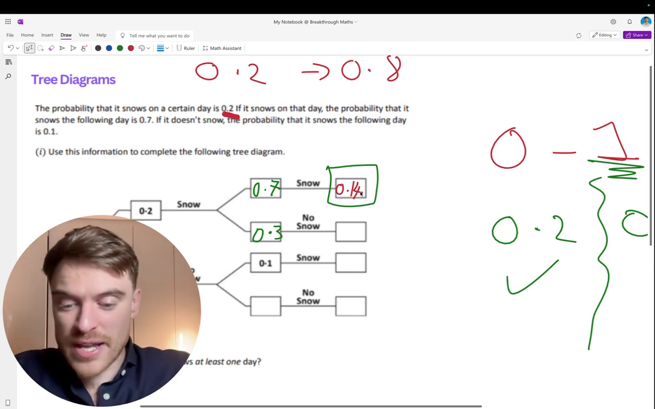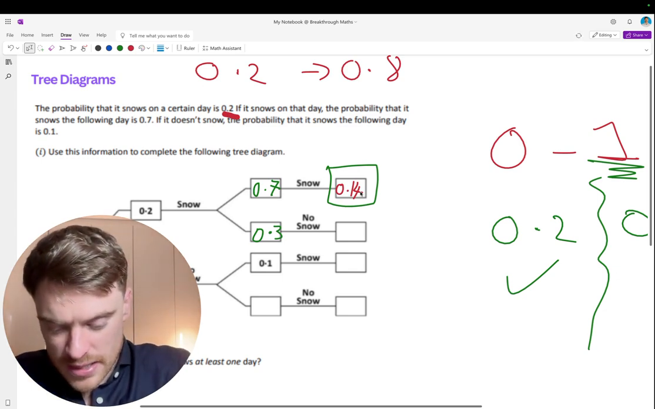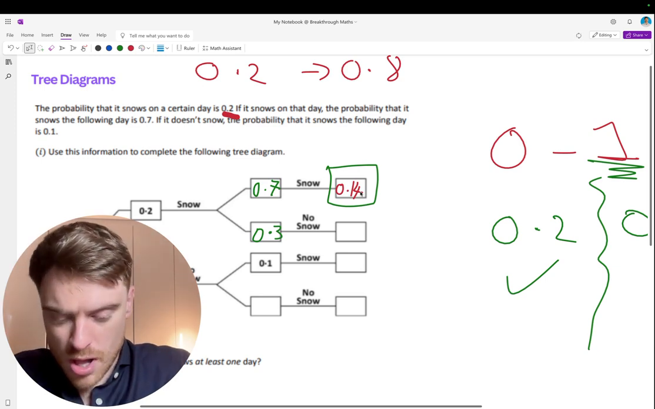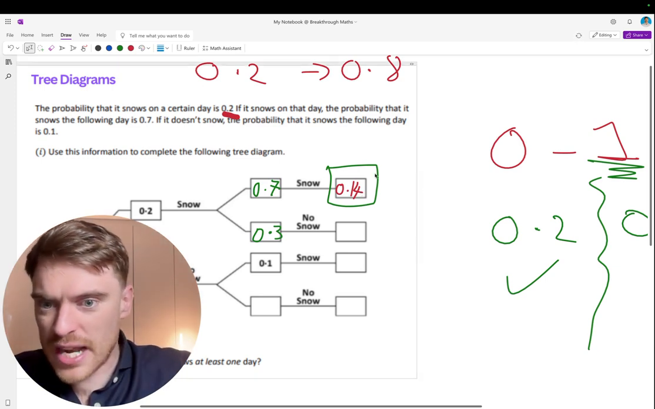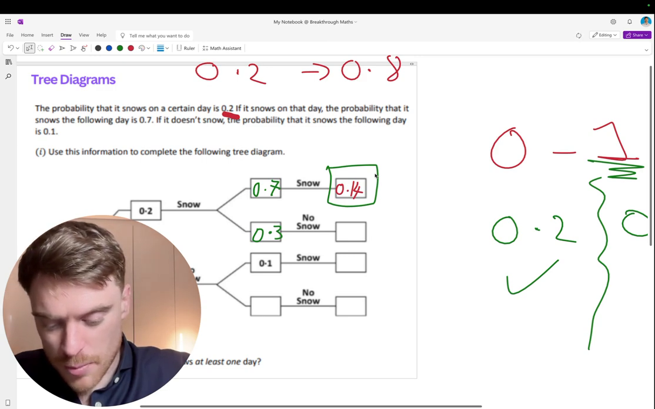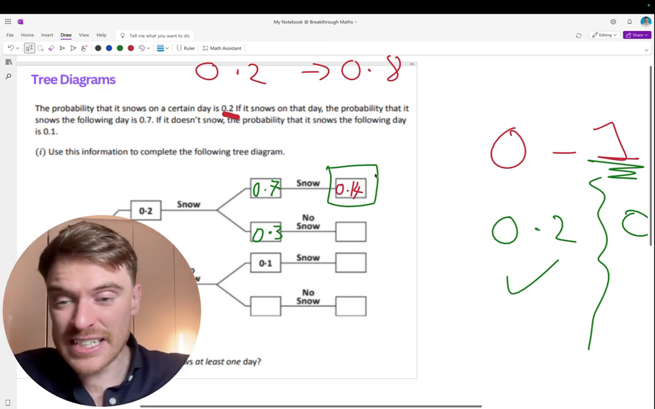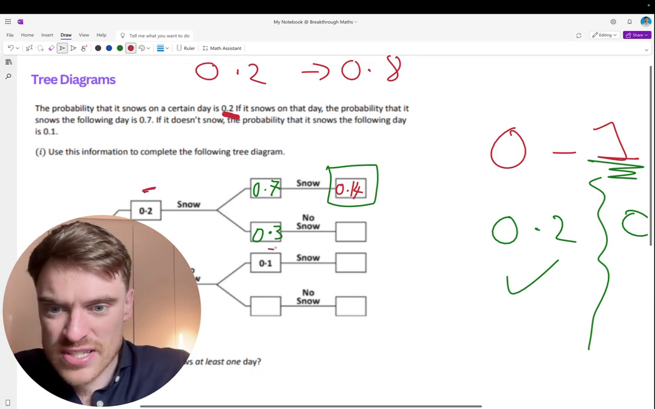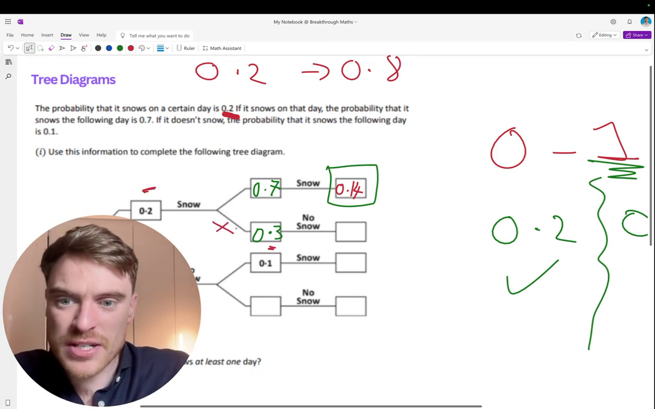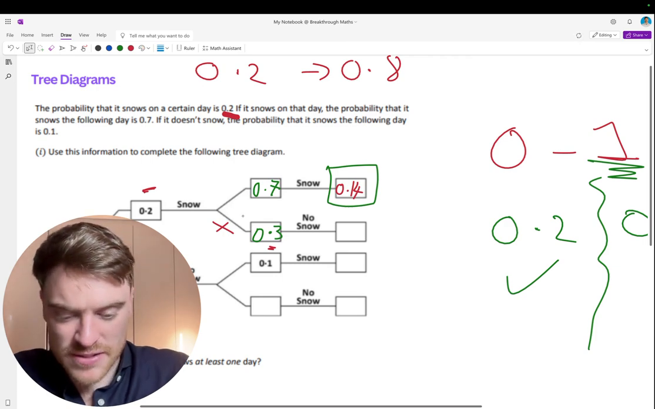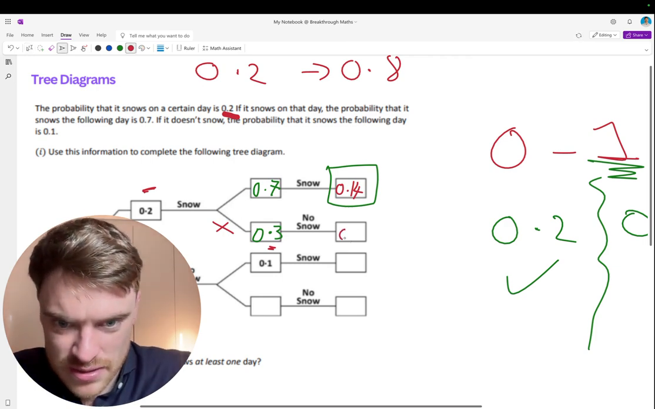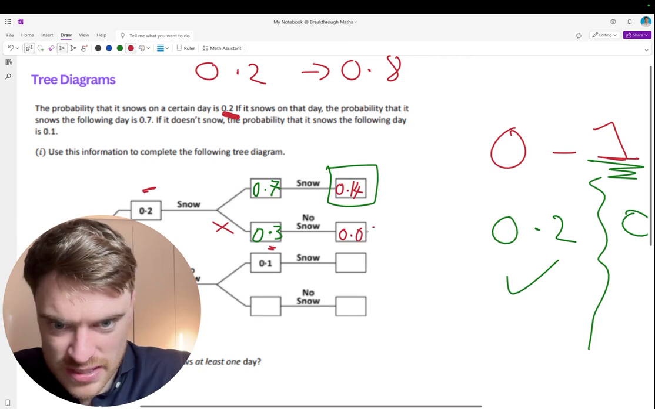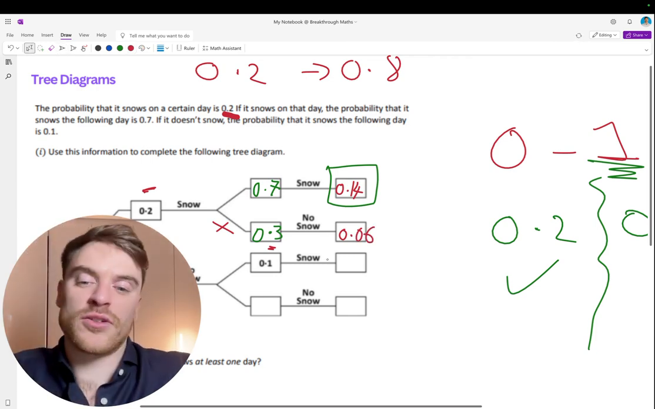Underneath, you'll get it from here. So all you've got to do is 0.2 multiplied by 0.3. So it snows on the first day, but then it doesn't snow. You multiply 0.2 by 0.3, and that gives us 0.06. And you can continue filling on.